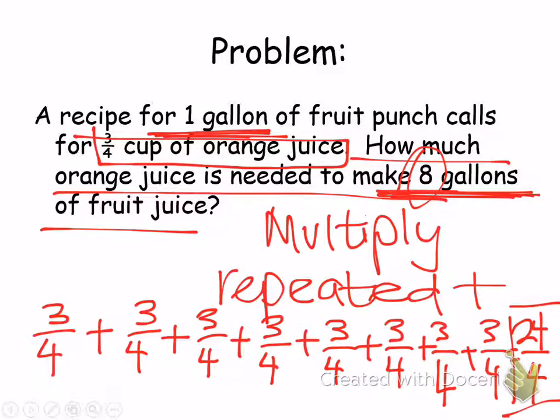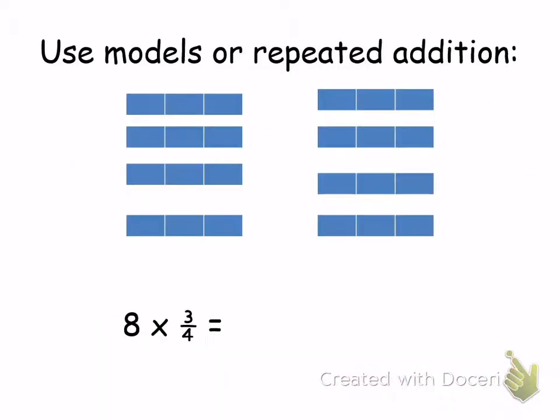Let's go ahead and try using models like we learned the other day. So here are our models. We've already done repeated addition, so we're going to focus on using models right here. Each one of these blocks has 1/4 in it. For each of the gallons included, I need 3/4. So total right here, this would be for 1 gallon, because there are 3/4 in that one container. So I'm going to keep doing that.